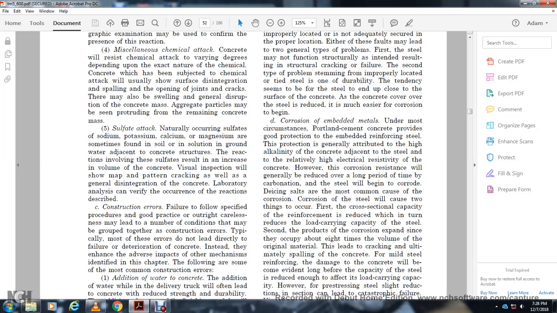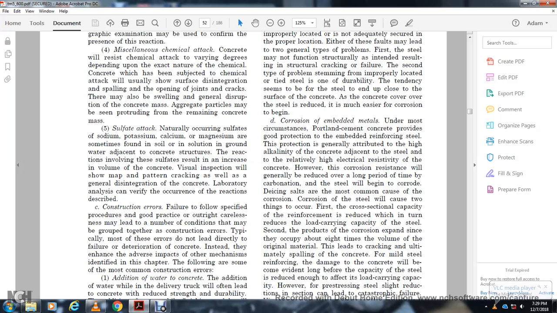Carbonation will cause the steel to begin corroding. Chlorides from de-icing salts are the most common cause of corrosion. Corrosion of the steel will cause two things to occur. First, the cross-sectional area of the reinforcement is reduced, with reduced load carrying capacity of the steel. Second, the products of corrosion expand, occupying eight times the volume of the original metal, which leads to cracking and spalling of the concrete.